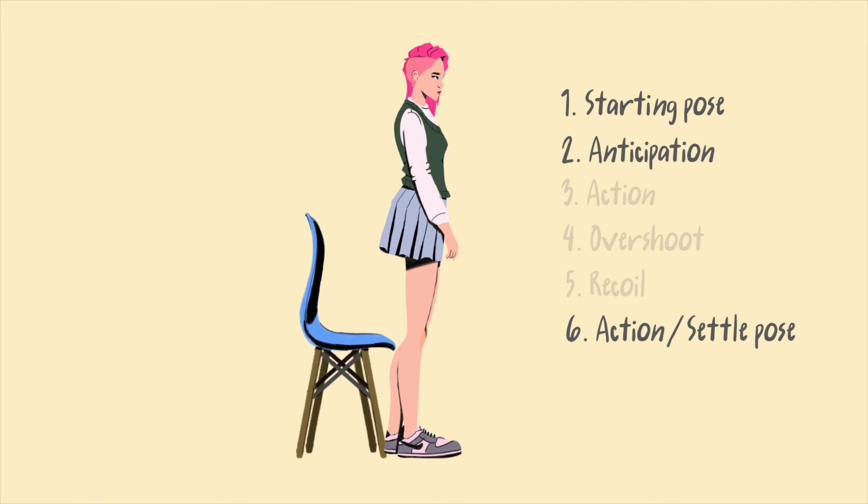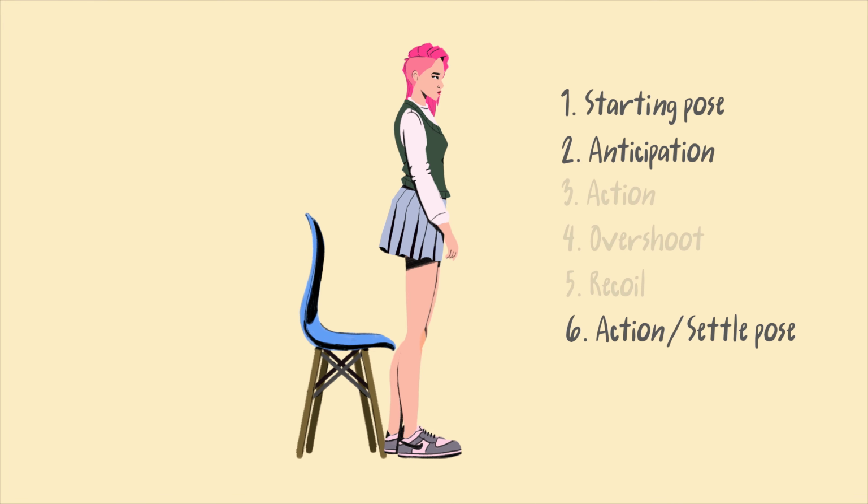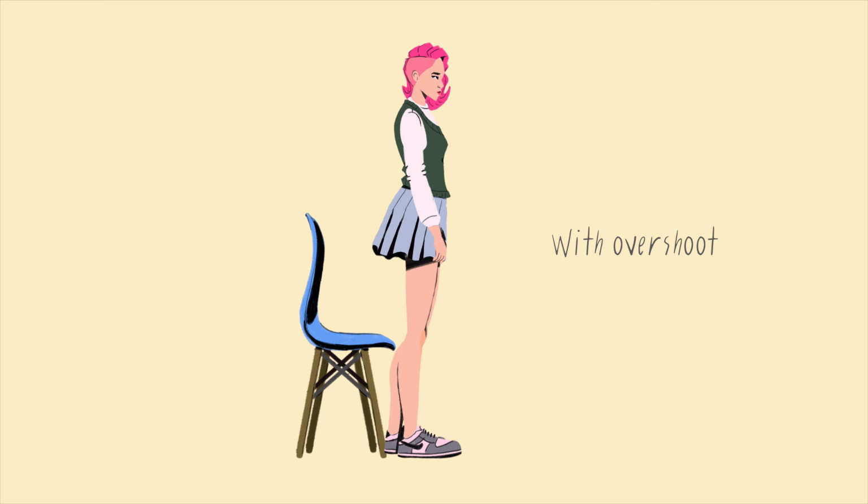But if you want to exaggerate, because this is an animation, of course you can exaggerate if you want. So let's make the standing up action really fast to have an overshoot. This is what it would look like. How about we add recoil to this? Then this is what it would look like.